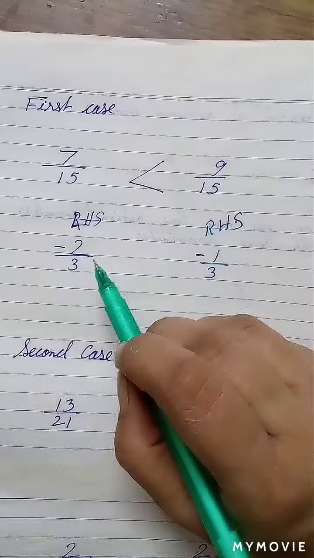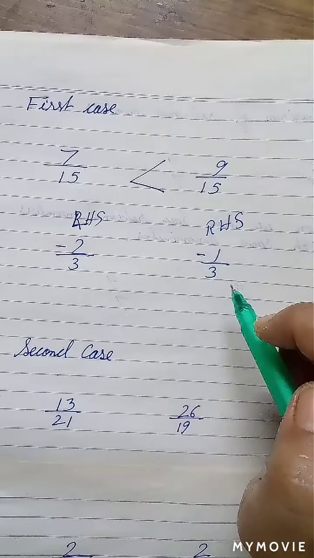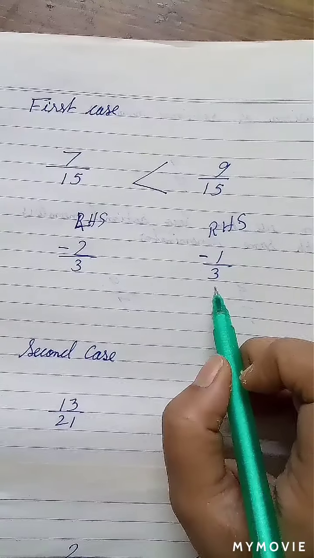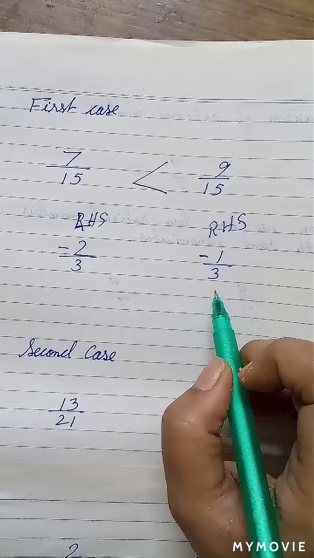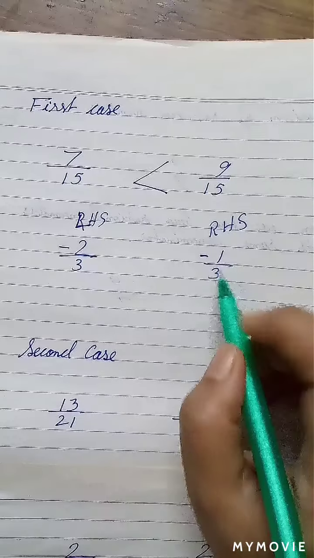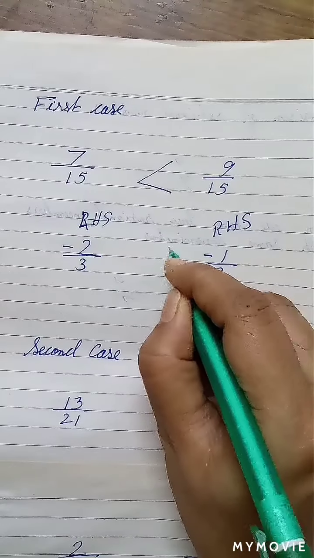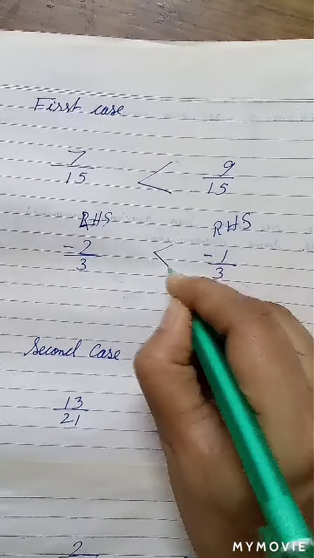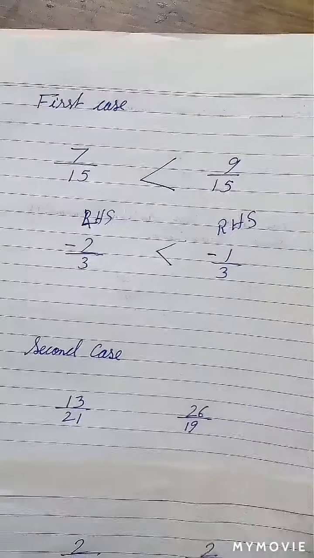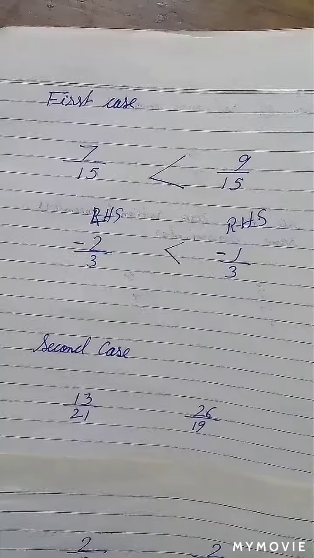Now let's take the example of minus 2 by 3 and minus 1 by 3. In this case, denominators are the same. Let's compare the numerators. In this case, minus 1 is greater than minus 2. We know the rule of integers. So minus 1 by 3 is greater than minus 2 by 3. Let's move on to the second case.